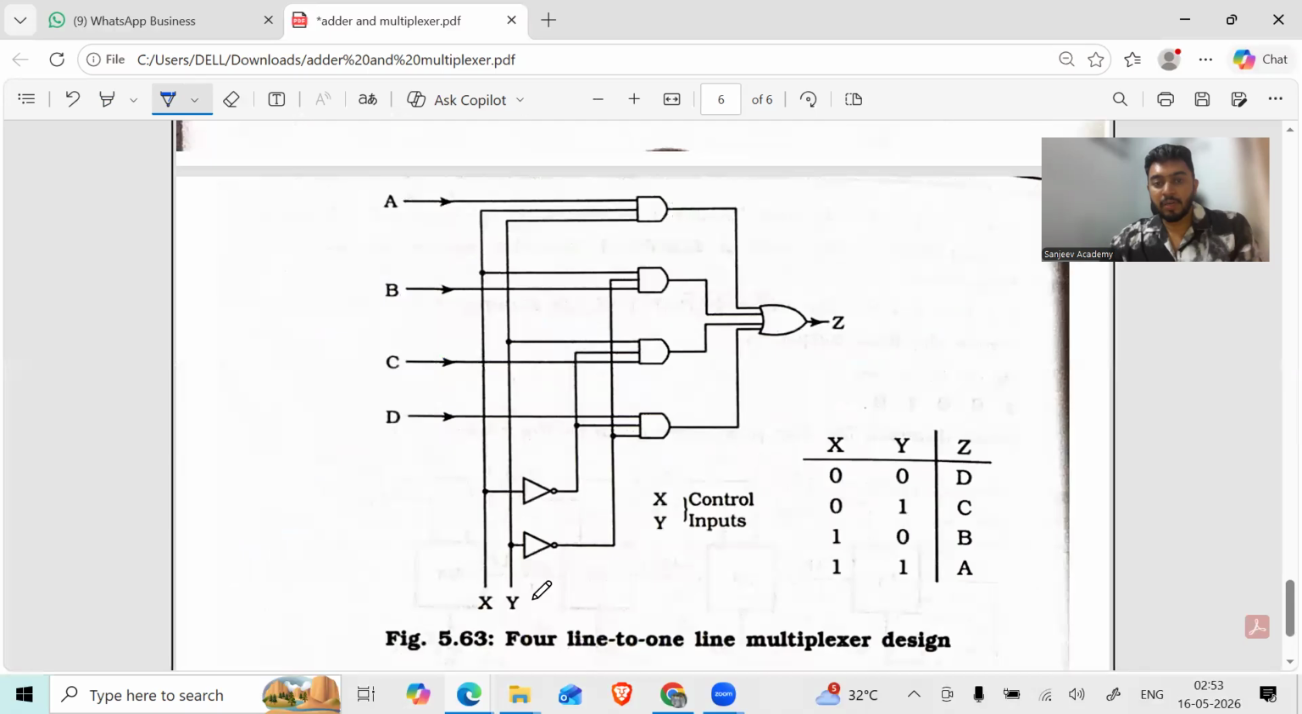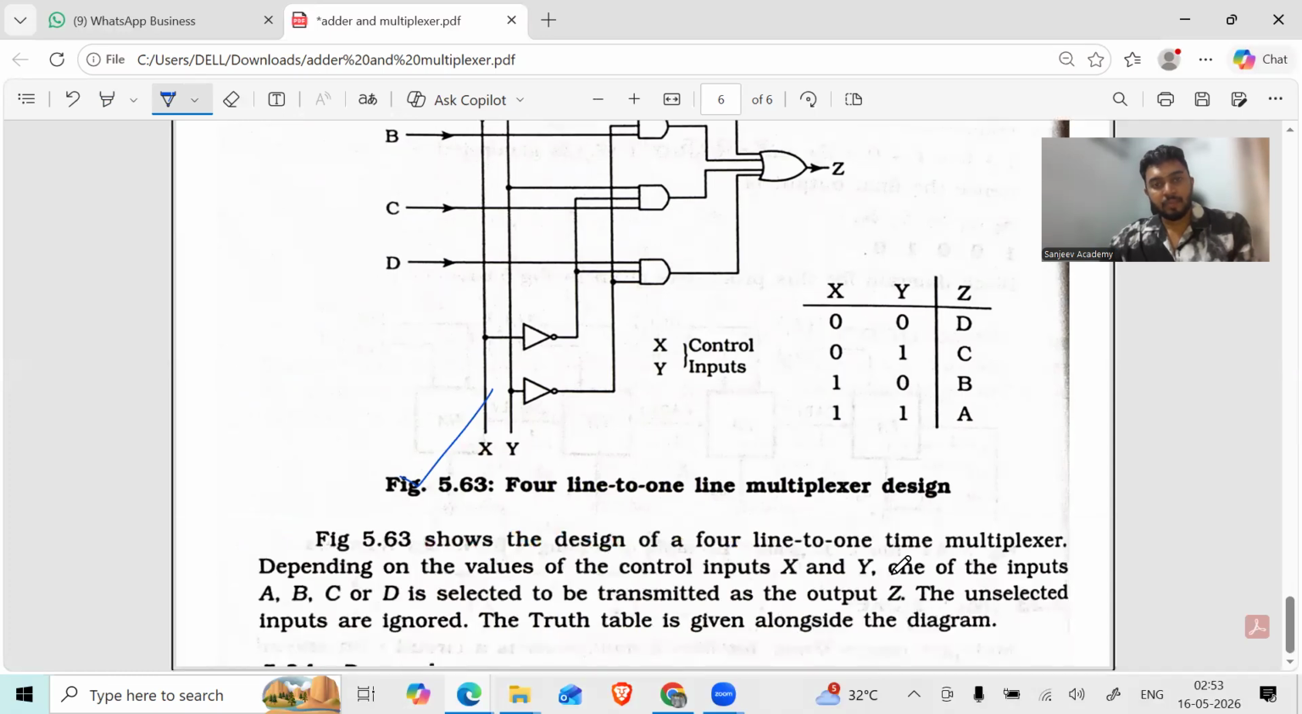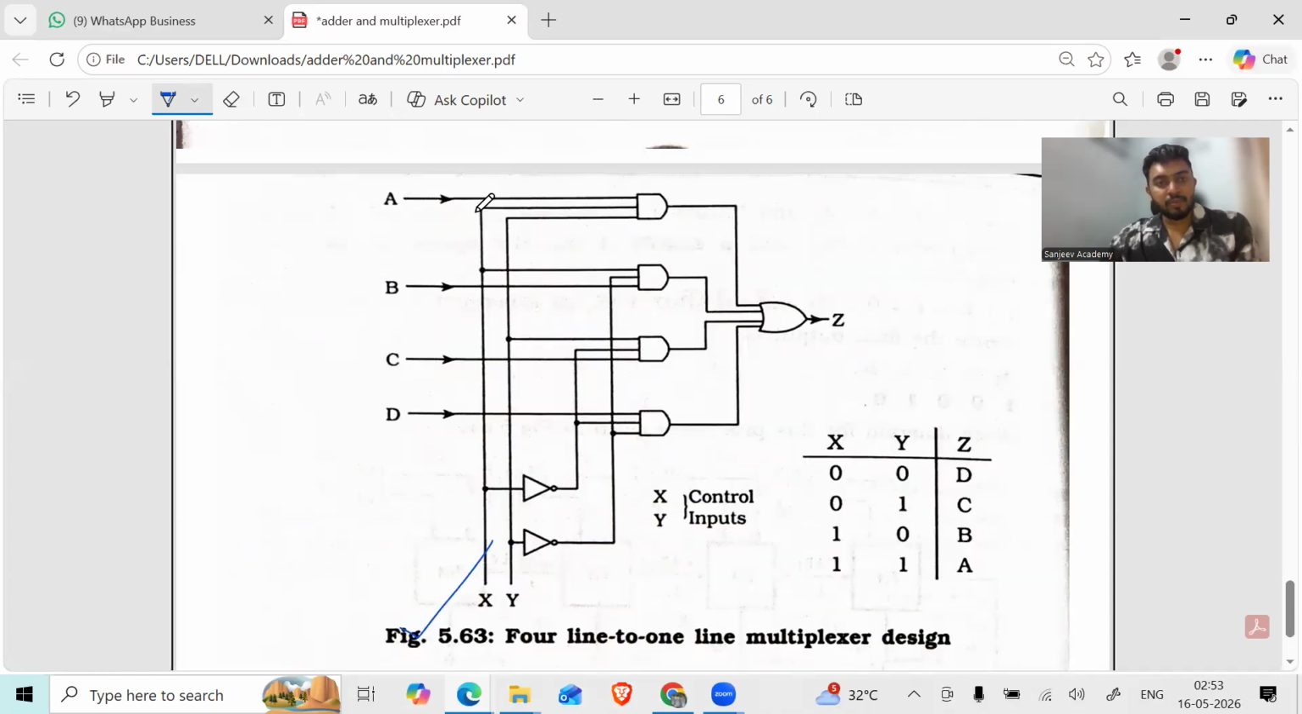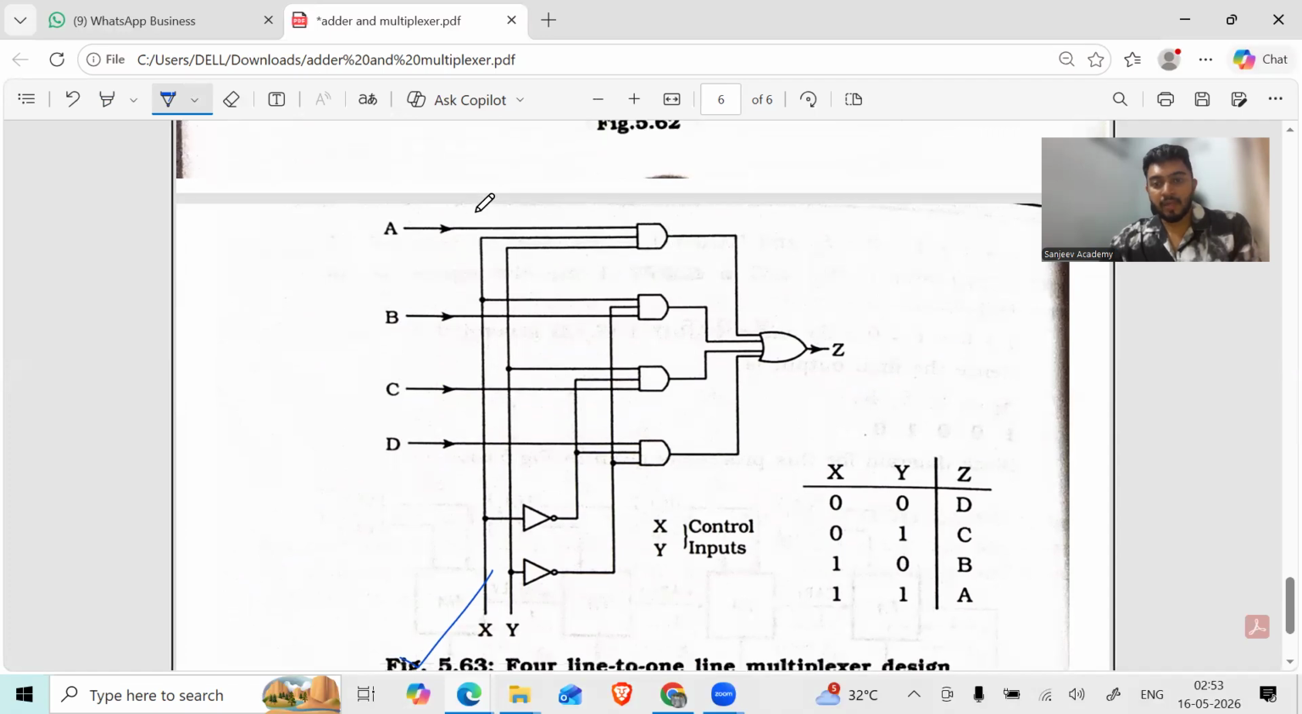So here also I want you to learn the diagram properly. Learn the diagram as it is. So the main thing in electronics is diagrams and the truth table. Diagram as well as the truth table.